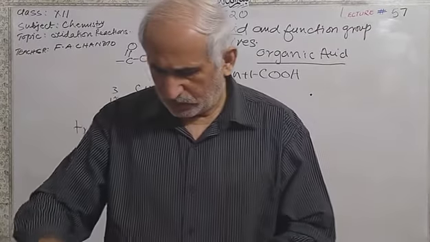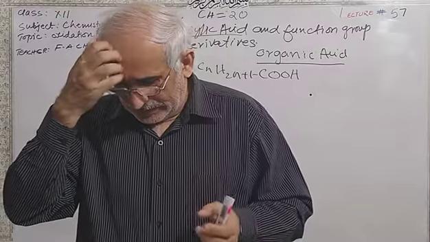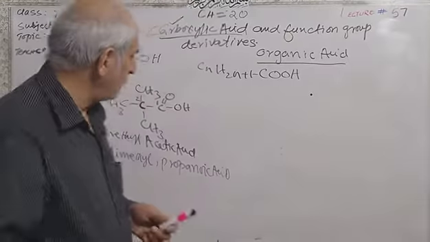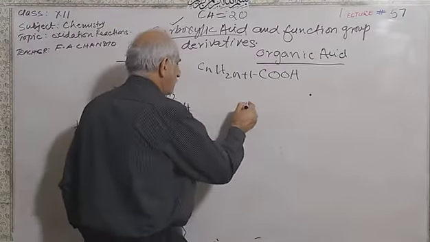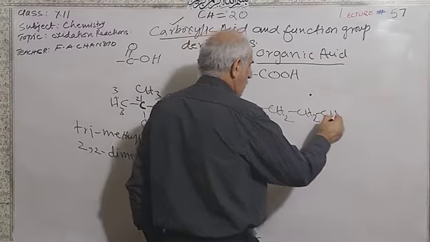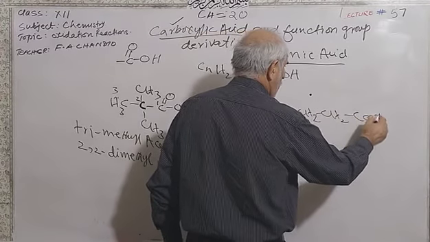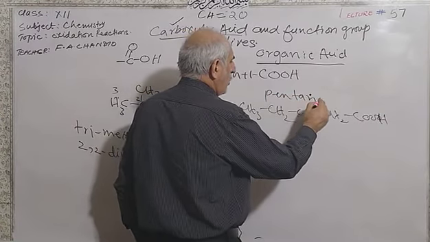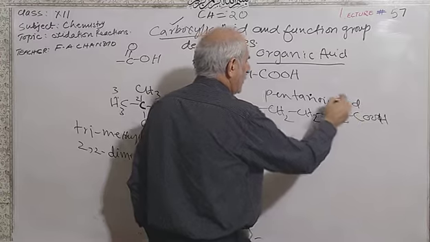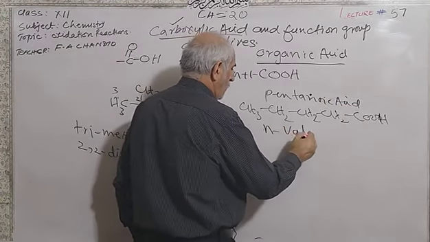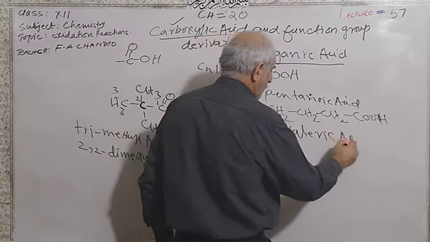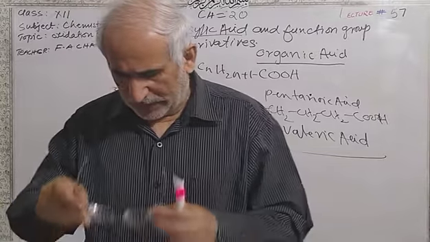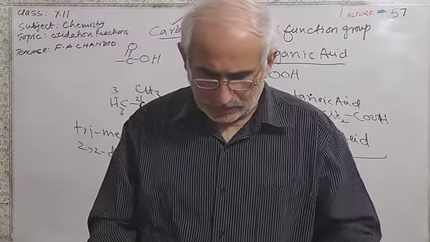There is another one, pentanoic acid. This is pentanoic acid, and it is called valeric acid. This is n-valeric acid. Pentanoic acid is called valeric acid.